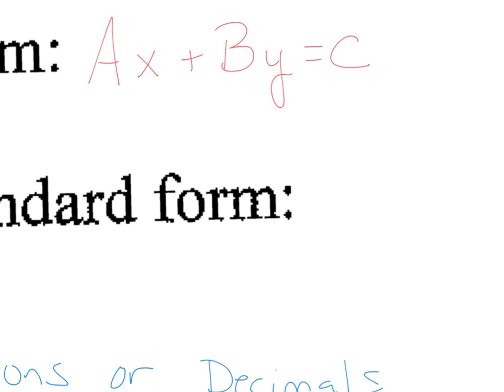Now when I'm looking at a, b, and c, these are just numbers. 1, 2, 0, negative 25, it doesn't matter. These are going to be numbers. And that's a little s.